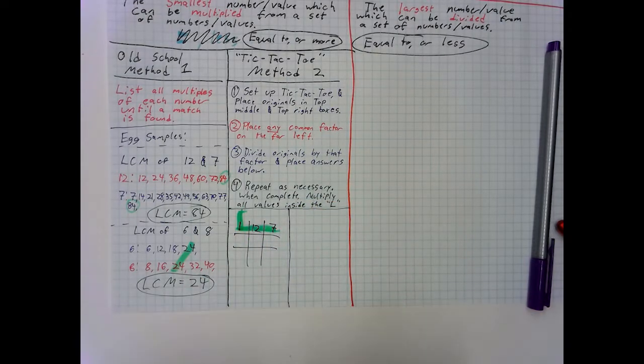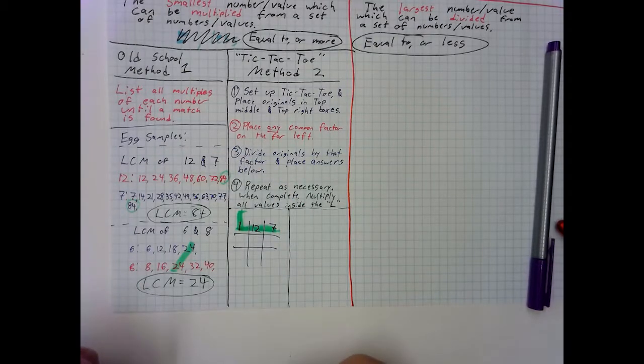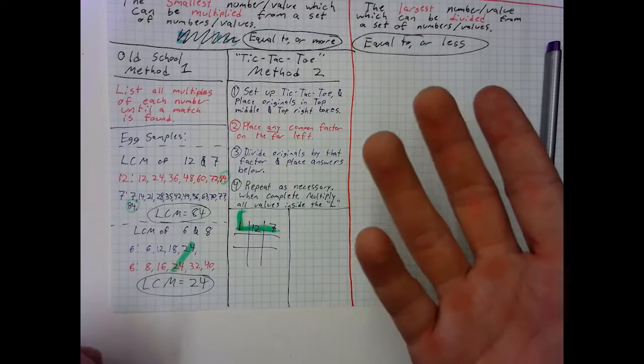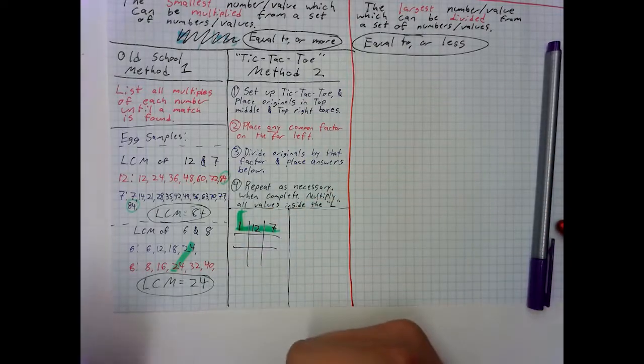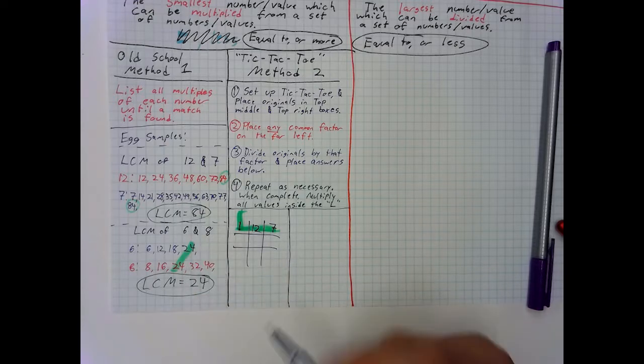1 times 12 times 7. That way we don't really have to sit down and list all of these multiples. We will know straight away that all we really had to do was 12 times 7, which we already know the answer, 84.